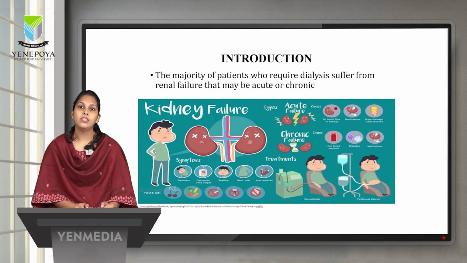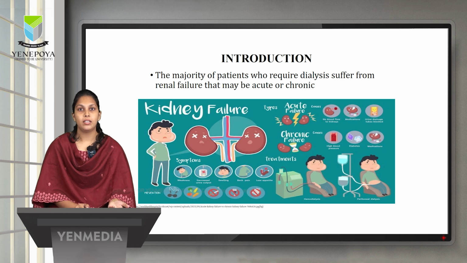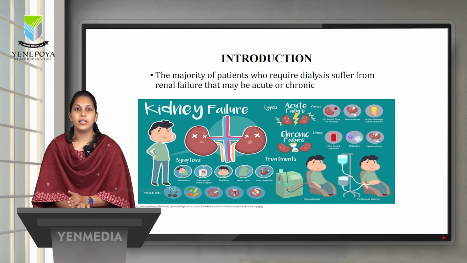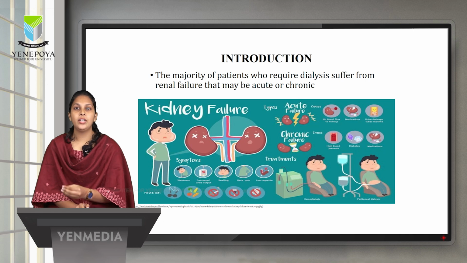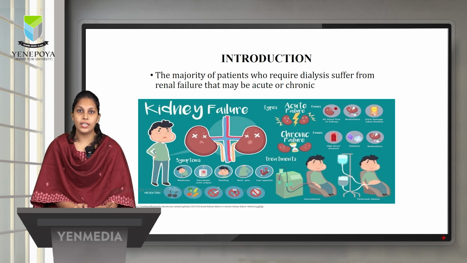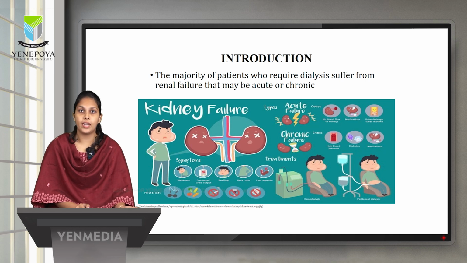Acute means it occurs all of a sudden. It can occur within hours or days, and if treated correctly, it can be cured and go back to a healthy kidney. But chronic kidney disease occurs gradually. It gradually affects the whole kidney, and it is irreversible. So it will be lifelong. Those who have CKD, or chronic kidney disease, have to undergo renal replacement therapy.